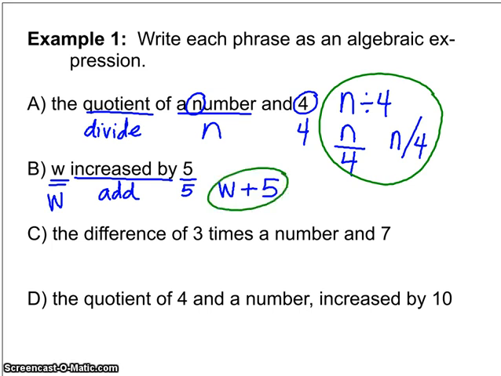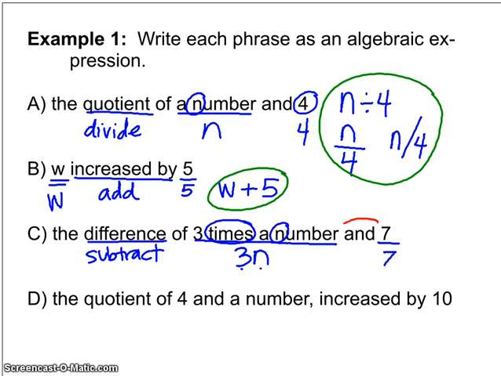Okay. And letter C, the difference. Difference means to subtract. We have 3 times a number. So again, there's that word number again. I don't know what number we're talking about, so that's our variable. I'm going to write just 3n, remembering, Panthers, that when you have a number and a variable back to back, it indicates that we are multiplying. So 3 times a number, 3 times n, and 7.